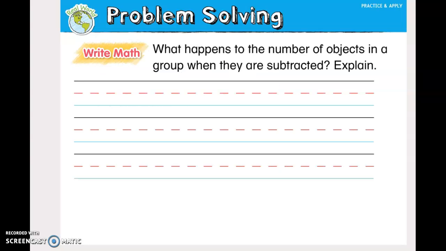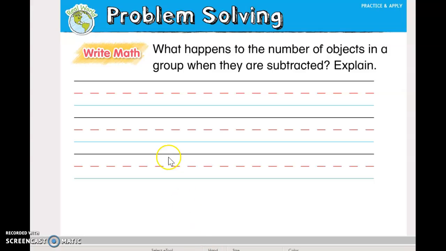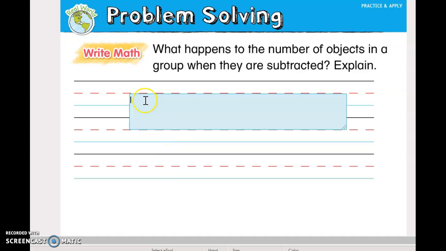Okay, this is our writing portion for problem solving. What happens to the number of objects in a group when they are subtracted? Explain. So let's think about this. If you start off with a group of objects and we subtract some, what happens? The group gets smaller. So I'm going to go ahead and type with my tools today. And you can copy these words on your paper. Gets smaller. All right, boys and girls, as soon as you copy those words down, we are done with this lesson.